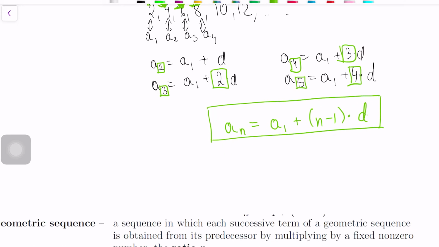Okay, so basically what does it mean to come up with the formula for any term of your arithmetic sequence? You need a1 and you need the difference, those two ingredients, and that will establish the formula.